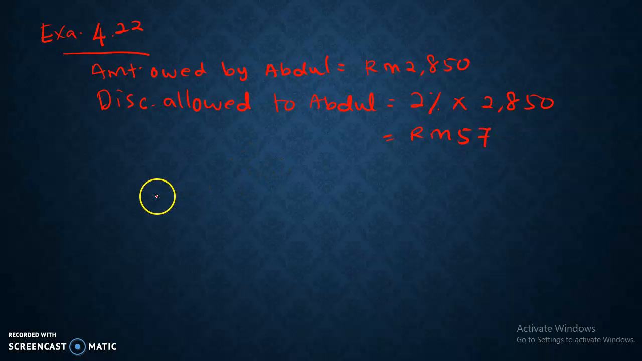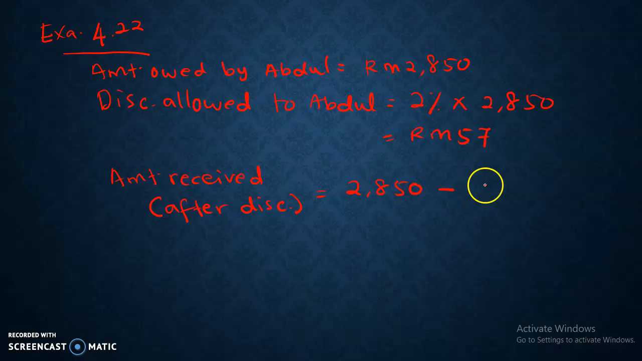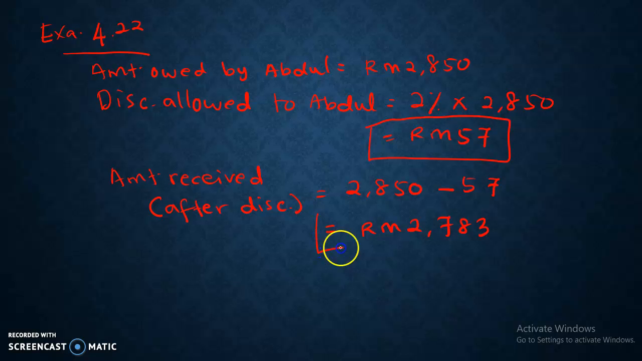Next, we will calculate the amount to be received from Abdul. The amount to be received after we deduct the discount allowed will be 2,850 minus 57 ringgit. Therefore, you will receive RM2,783 from Abdul. So in this case, we will record in our journal and ledger both the amount of discount allowed given to Abdul and the amount to be received from Abdul.